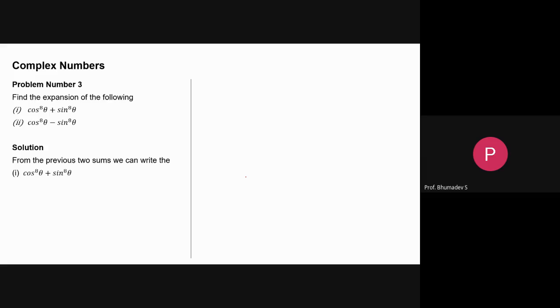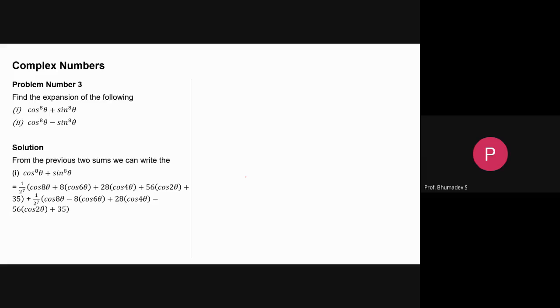The third and the last problem which we are going to deal here is, we are supposed to find the expansion for the first subdivision, cos to the power of 8 theta plus sine to the power of 8 theta. The second subdivision as cos to the power of 8 theta minus I sine to the power of 8 theta. Since we know the expansion of cos to the power of 8 theta and sine to the power of 8 theta from the previous two sums, we can straight away add those answers.